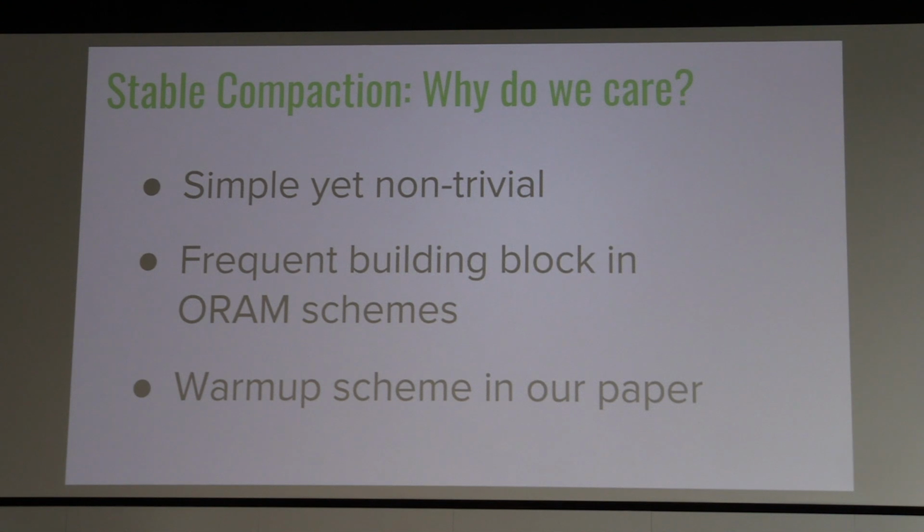Of course, the first question to ask is, why do we care about this? There are a few answers. First, this is about the simplest and yet non-trivial example I can find to show you a separation. Second, it turns out that compaction is a very frequent building block in the design of ORAM and oblivious algorithms. So you would hope that this could be a useful building block in designing differentially oblivious algorithms too. And indeed, this is the case, because in our paper, this is actually a warm-up scheme.